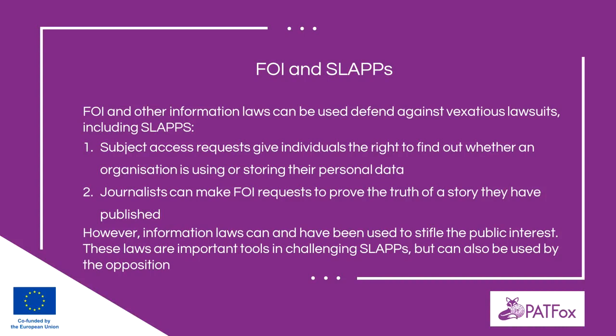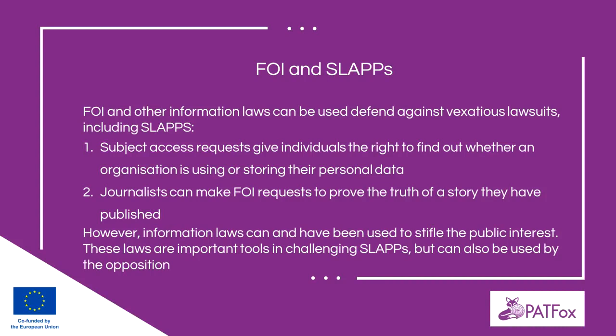So FOI laws and other information access tools can be used to obtain information to defend against SLAPPs. For example, subject access requests give individuals the right to find out whether an organization is storing or using their personal data. This information can be very useful if your client believes that they are subject to a meritless or vexatious investigation. Now bear in mind, the information that they can obtain about live investigations will be minimal, but it can be useful to have a general understanding of what information is held about a person.